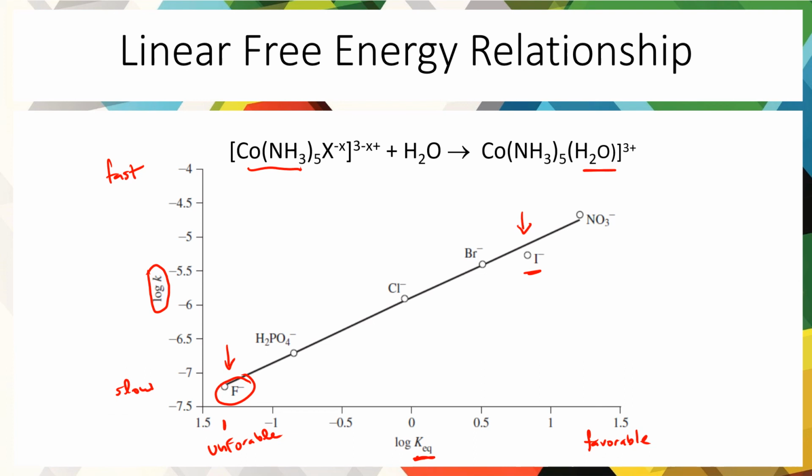So in summary, if you have a linear free energy relationship, and this is not always true, right? If you do have a linear free energy relationship, it means that your equilibrium constant is directly tied to the strength of the metal ligand bond, meaning that that's your rate determining step.